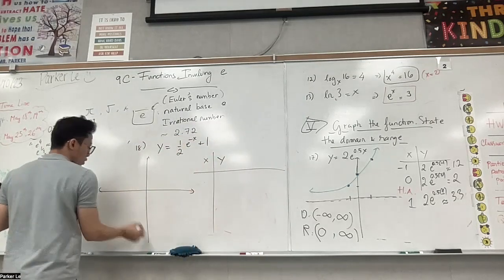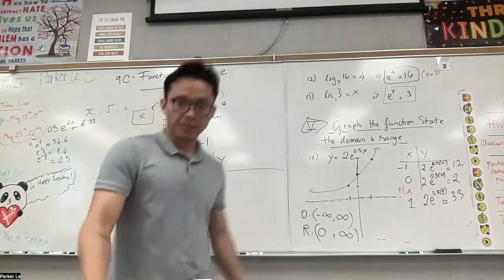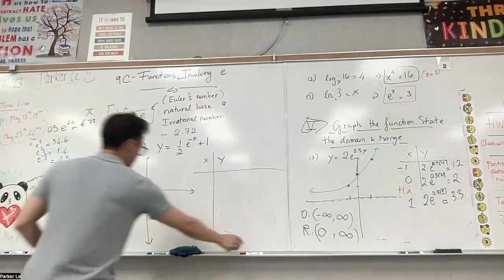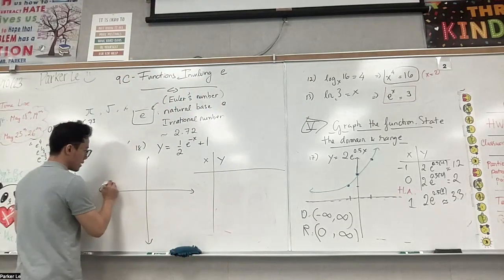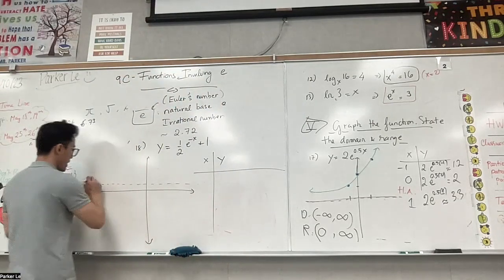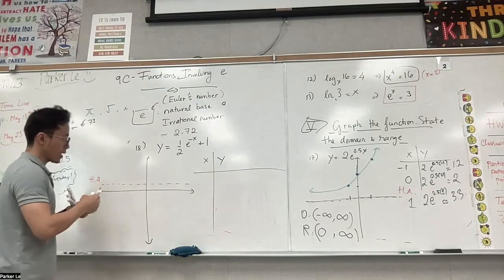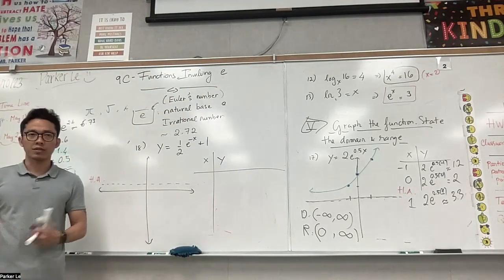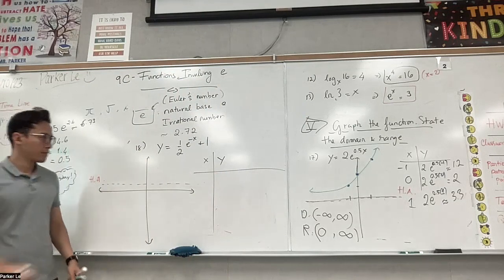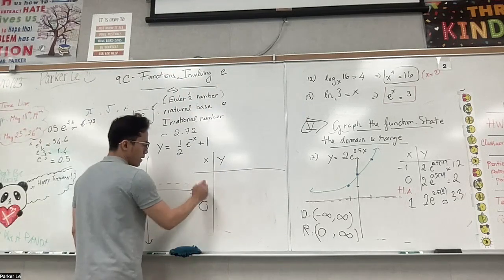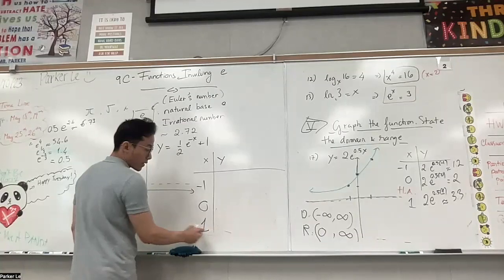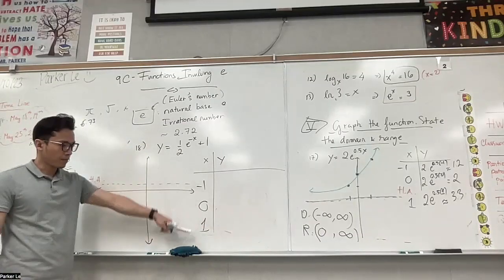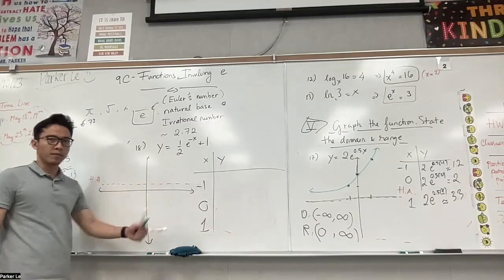What is the horizontal asymptote here? 1. Very good. So 1 is the HA. Okay. What 3 numbers am I going to choose? 0, negative 1, 1, right? 1 point before, 1 point after, plus minus 1.